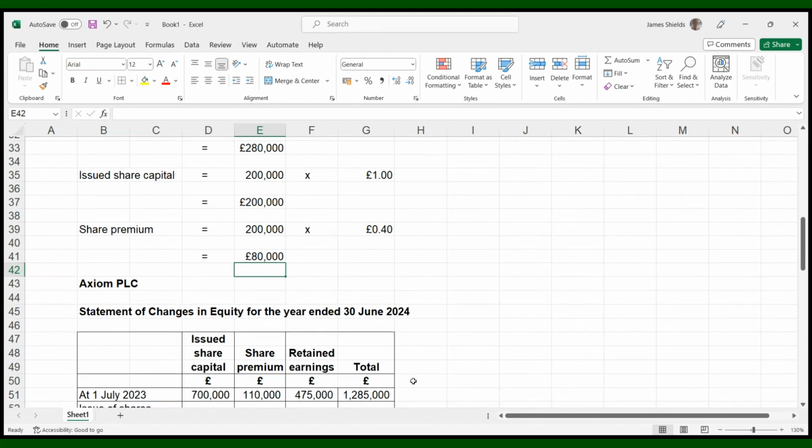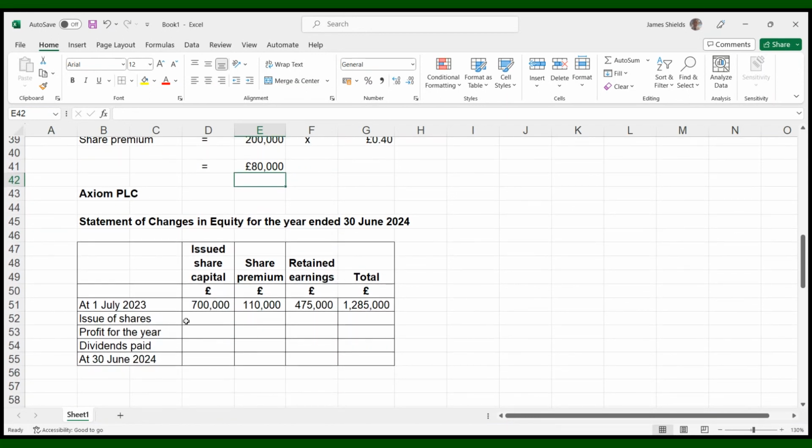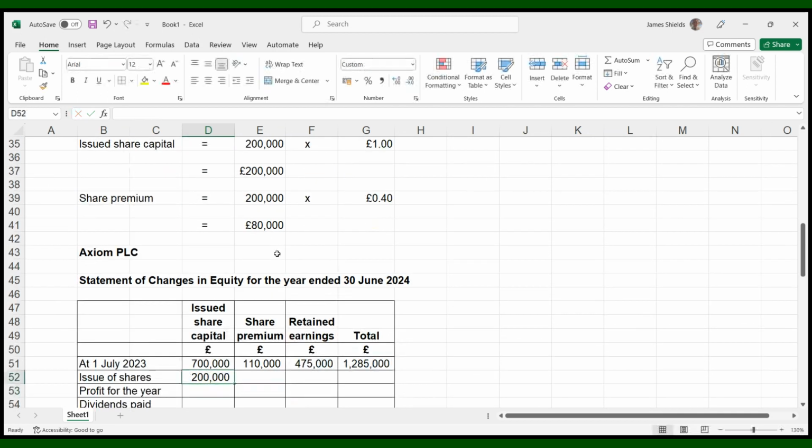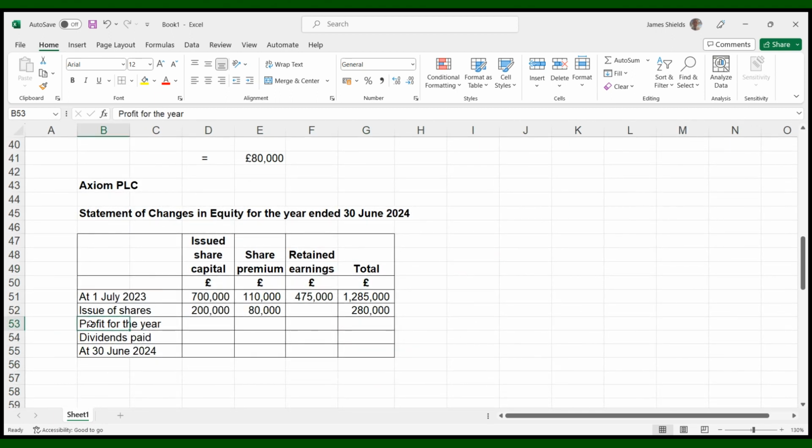So now I can go down to my statement of change in equity, my issue of shares. So the issued share capital is going to be our £200,000, and the share premium amount is going to be the £80,000. So there's nothing for retained earnings for our issue of shares. So our total then should be £280,000, which it is.